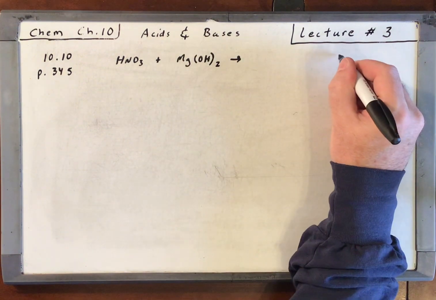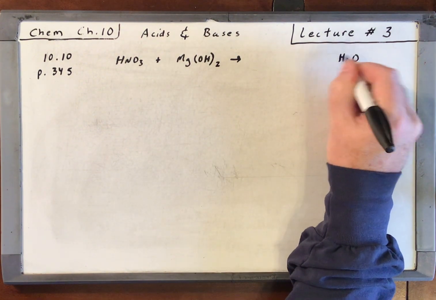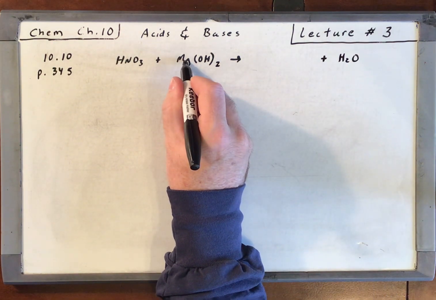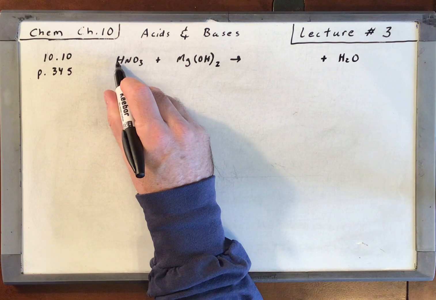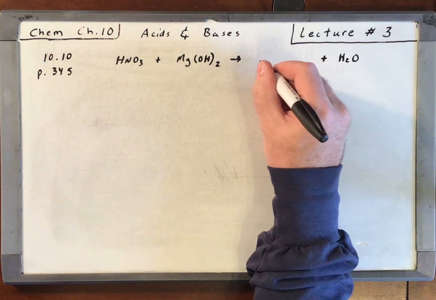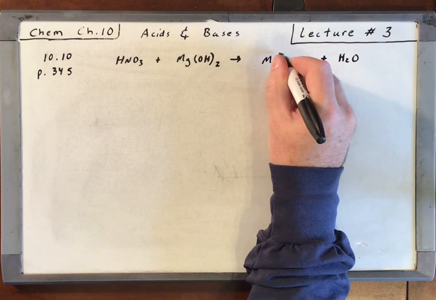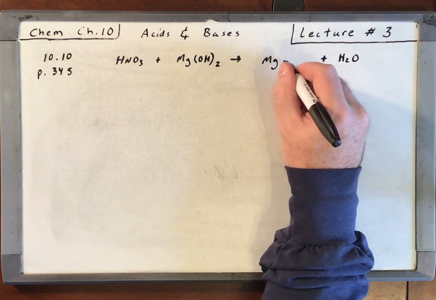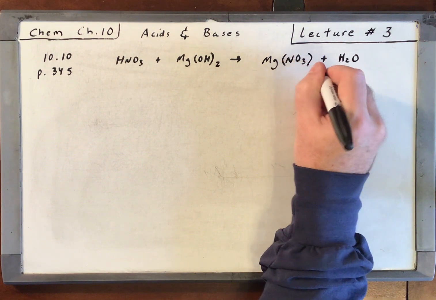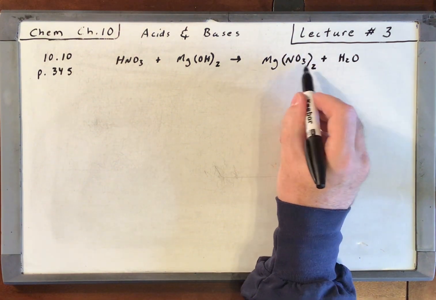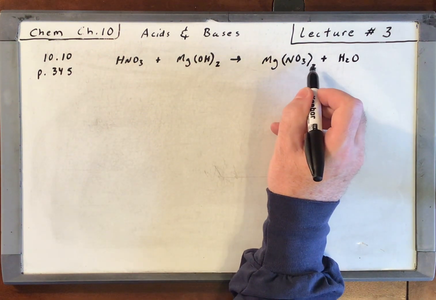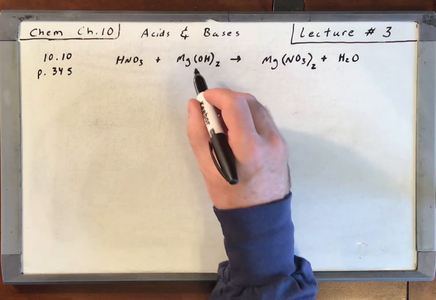So we know we've got water as a product. The salt is going to be made of magnesium and nitrate. Remember, hydrogen and hydroxide make up the water. The salt, magnesium: magnesium would be 2+, nitrate 1-, so it's going to be Mg(NO3)2. So you're putting those together just like in Chapter 9.